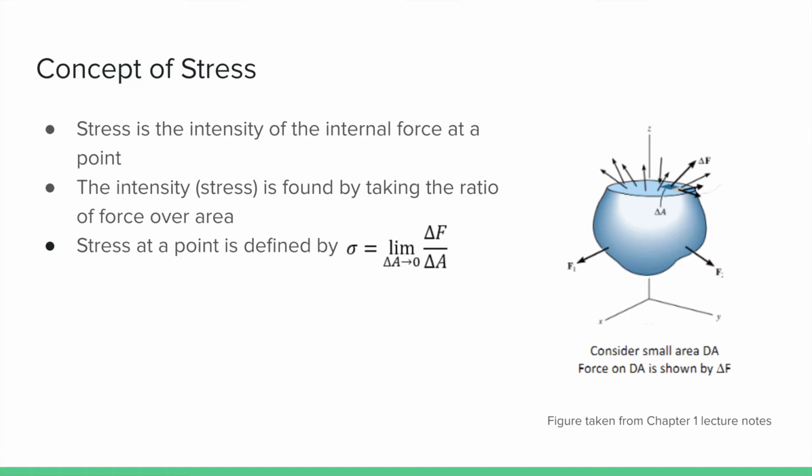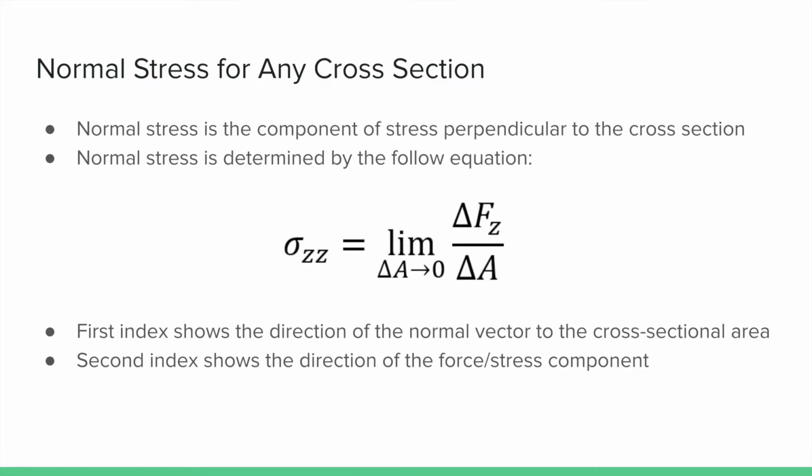The stress at any point is defined by sigma equal to the limit as delta A approaches 0 of delta F over delta A, where delta F is the force on a small area delta A. The component of stress perpendicular to the cross-section is called the normal stress and is represented by sigma. The equation for the normal stress of any cross-sectional area can be defined as the equation on the screen, where sigma zz is equal to the limit as delta A approaches 0 of delta Fz over delta A.